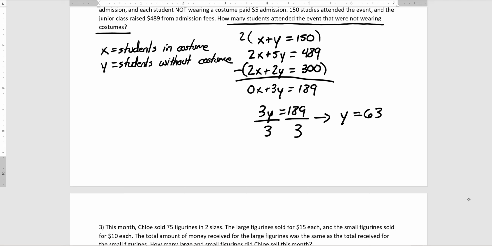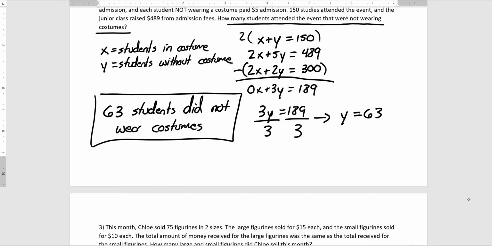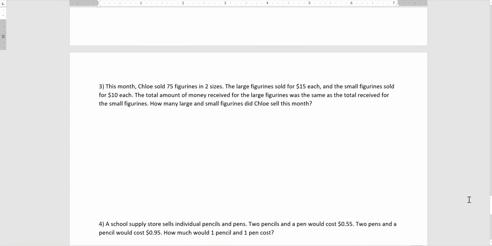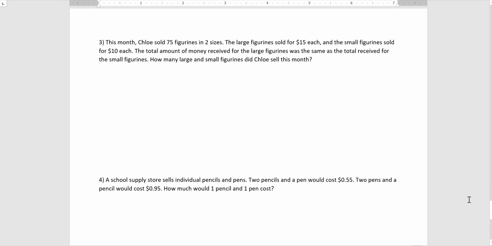So y equals 63. So I will say 63 students did not wear costumes. And that is my solution. Fantastic. All right. Let's do one more together, and then we'll have you do some on your own.